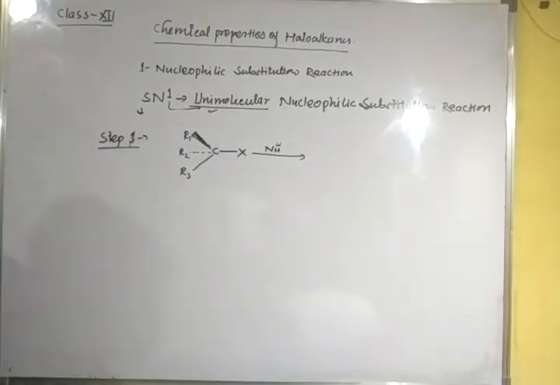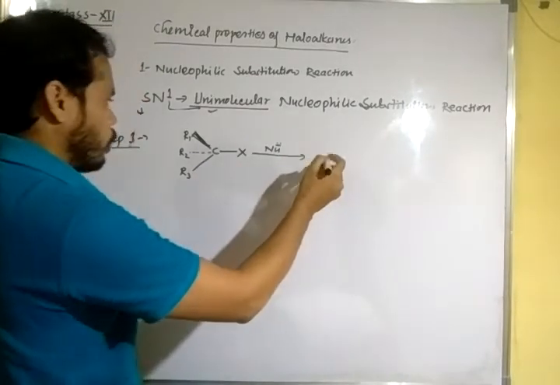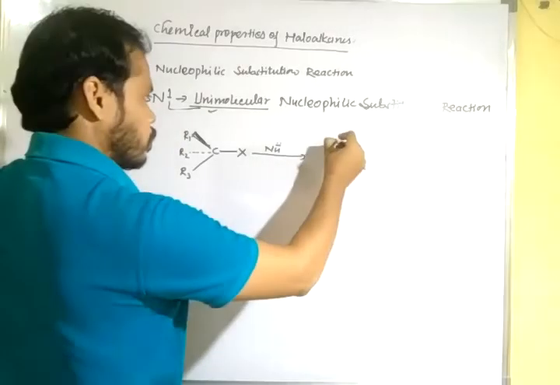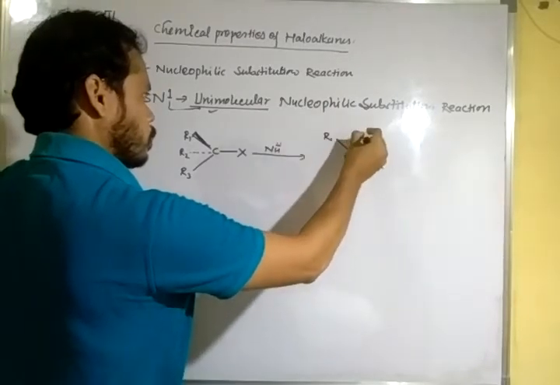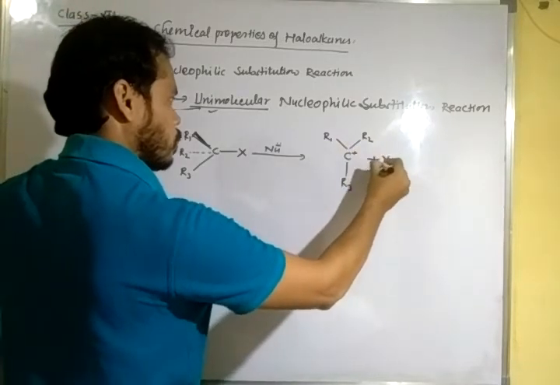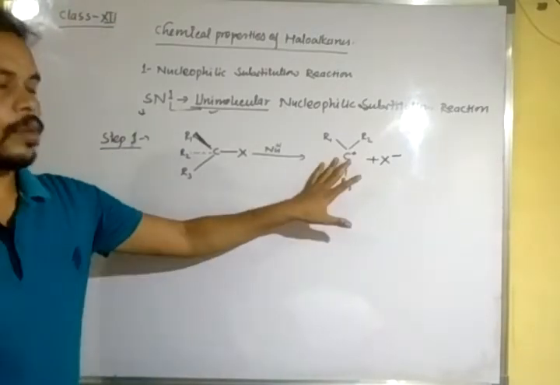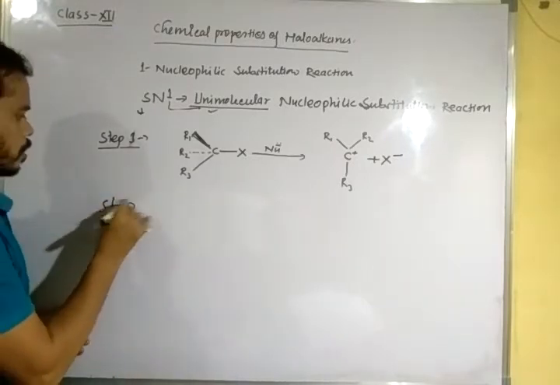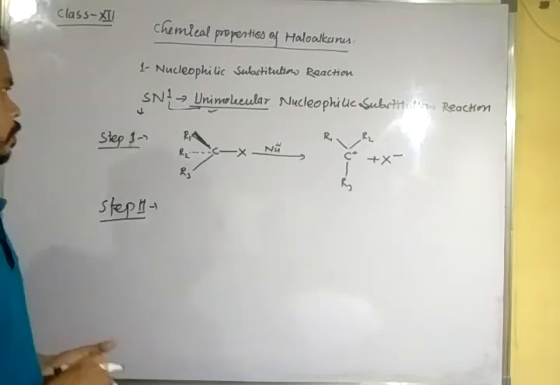Nucleophile, you can write here, otherwise do not write. You will form like this. In step first, formation of carbocation takes place. In second step, nucleophile attacks.